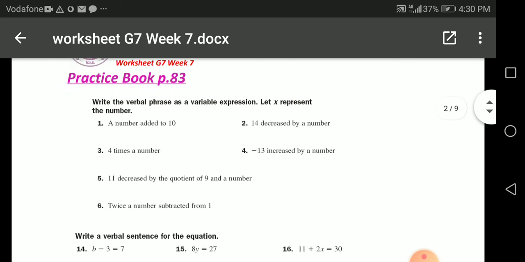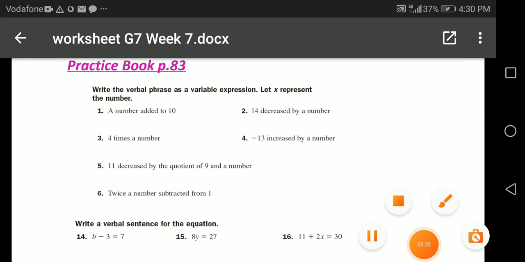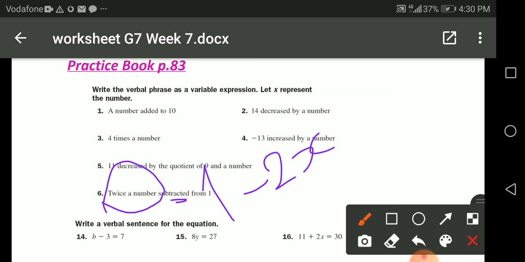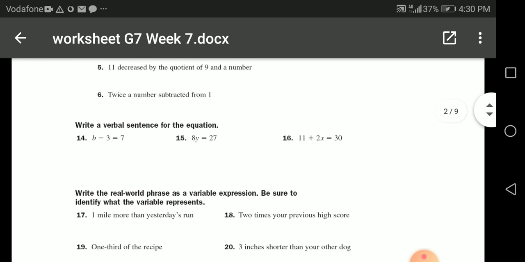Okay? Twice a number subtracted from 1. Remember, twice a number subtracted from 1. So I will write 1 first because 2x here is subtracted from 1. Okay? I think it's easy.